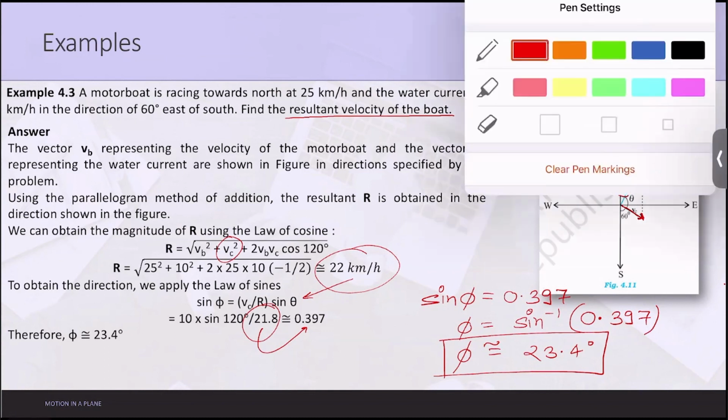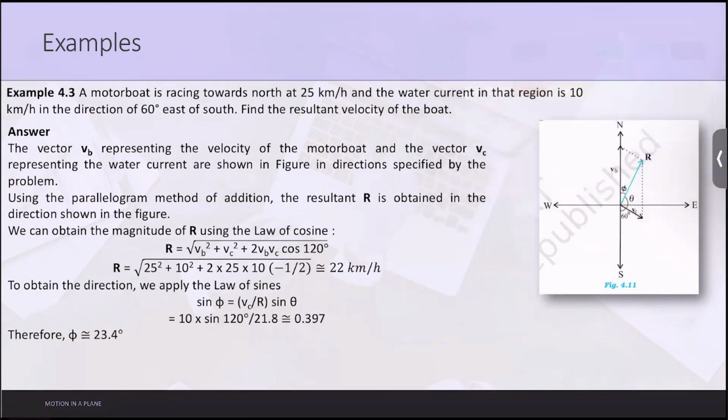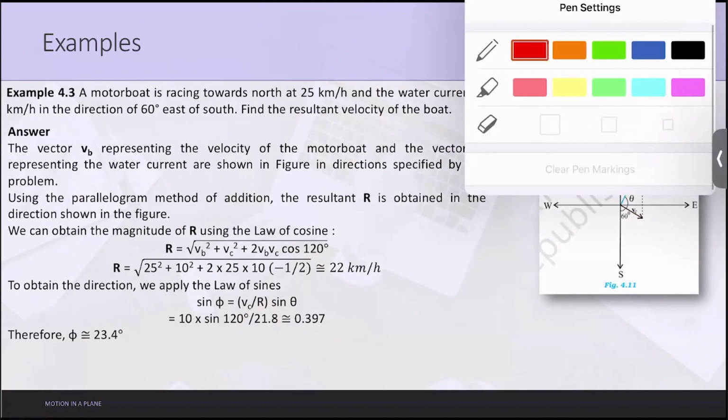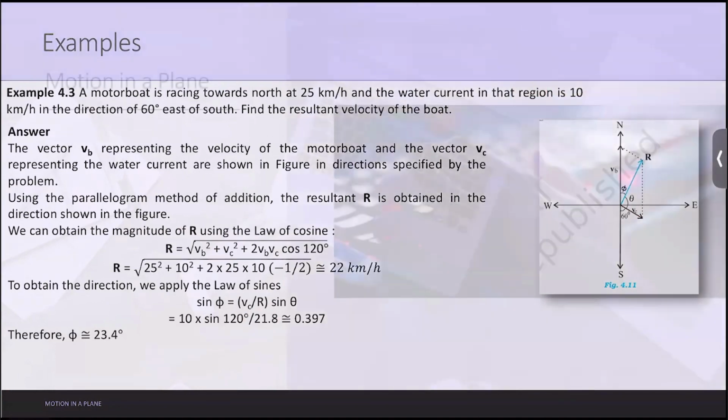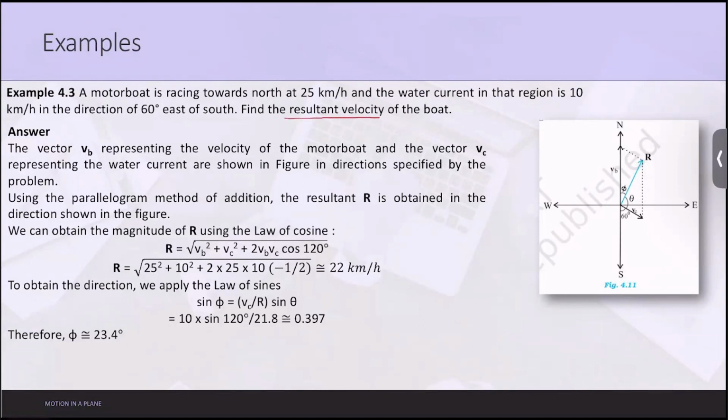Let's move on. So that is the complete explanation of this answer. Okay, so what was the question being asked here? The question was basically asked to find out the resultant velocity of the boat. So we calculated the magnitude also, and we calculated the direction also. Magnitude was calculated as approximately 22 kilometers per hour, and the direction was calculated in terms of some angle phi, which is with the vertical axis.